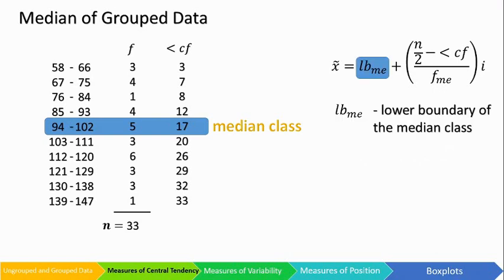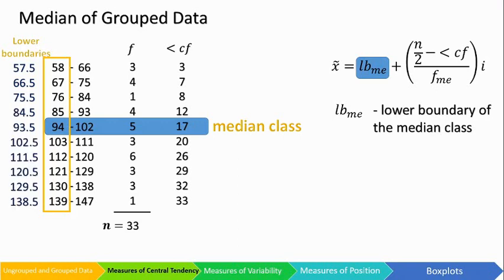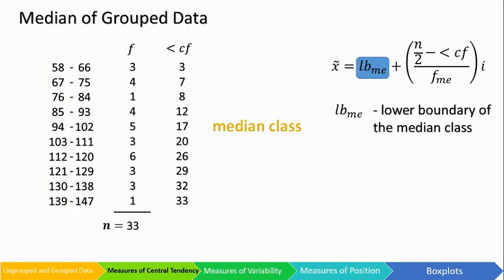Now the LB sub ME in the formula is the lower boundary of the median class. The lower boundary is found by subtracting 0.5 from the lower limits. So the lower boundaries of the classes are 57.5, 66.5, 75.5, and so on. Therefore, the lower boundary of the median class is 93.5.